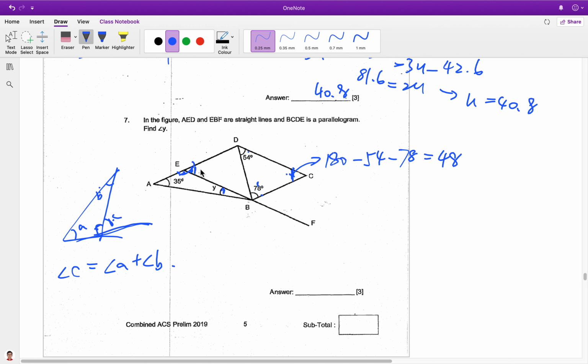So here we see that this one is 48, right? 48 should be equal to this one plus this one. So this angle Y equal to 48 minus 35, which is 13. So it's this angle, right? So here we need to remember to put the unit also.